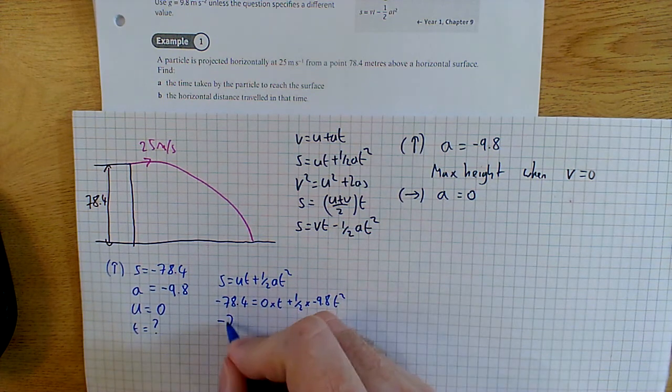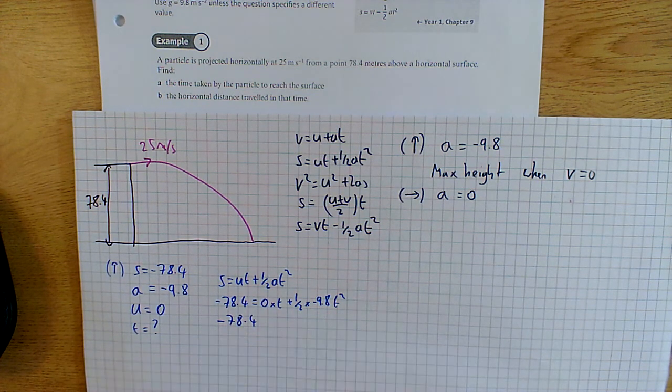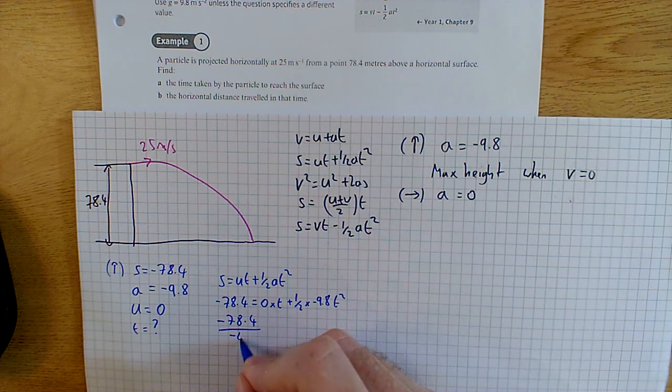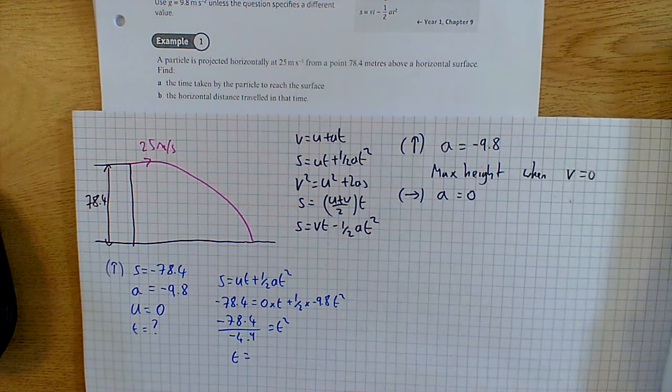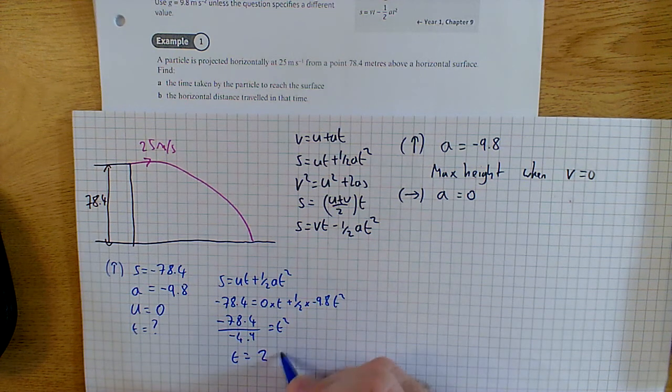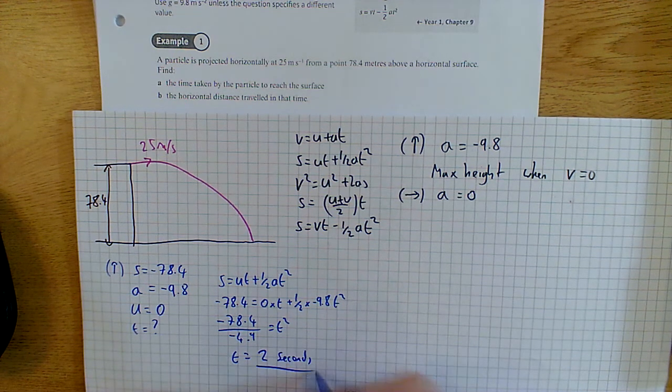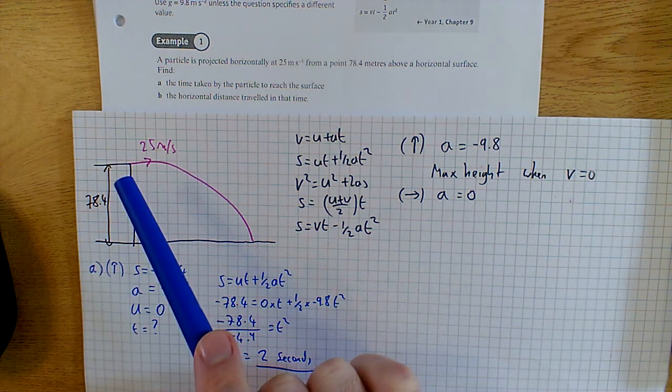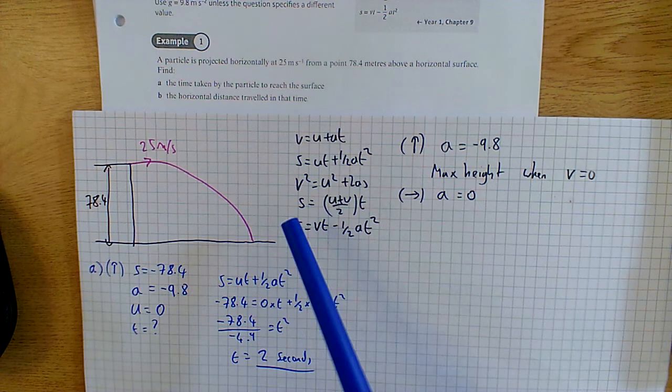Rearrange that: it's minus 78.4, the 0T term vanishes, and we divide by minus 4.9, and that is equal to T squared. The minuses cancel. Square root that answer, and because it's time, we only take the positive square root, and we end up with T equals 2 seconds. So that's the time taken for it to hit the ground. We resolved in the vertical direction because that was all we knew: we were 78.4 vertically above the ground.